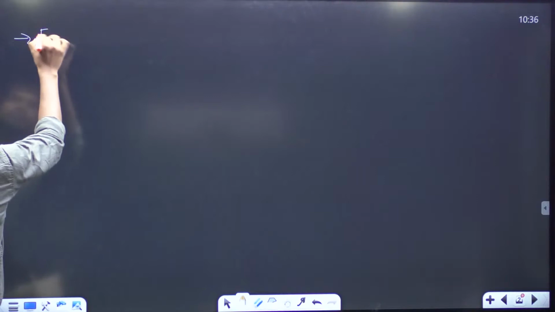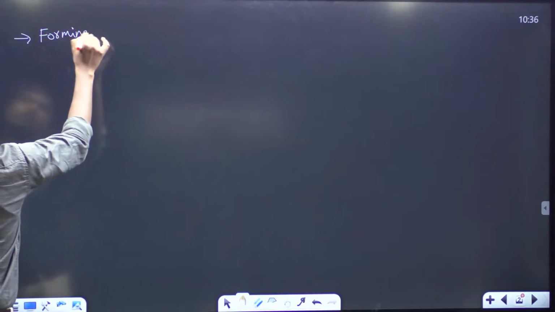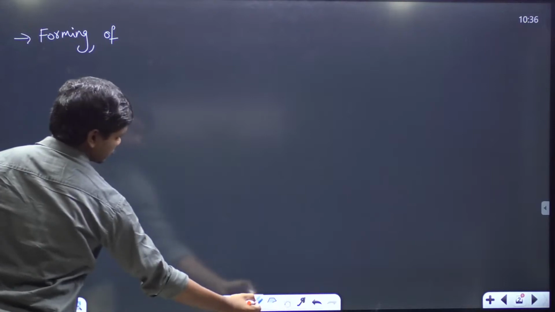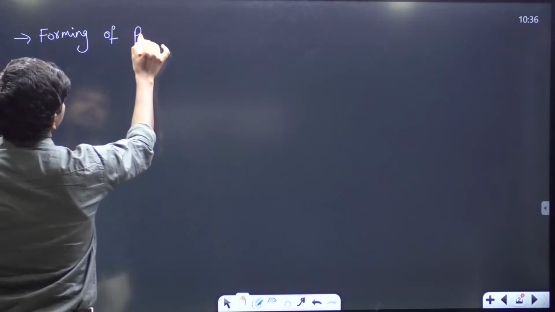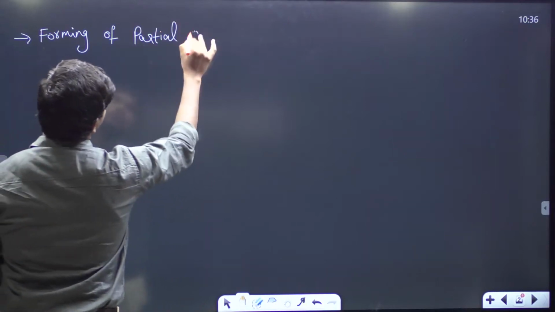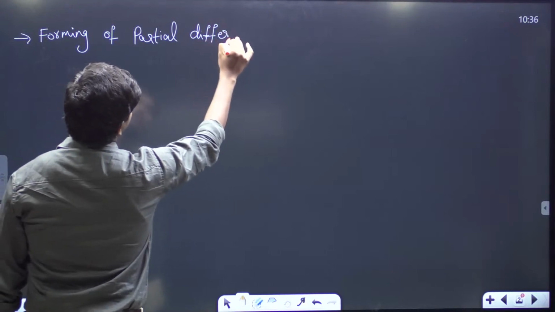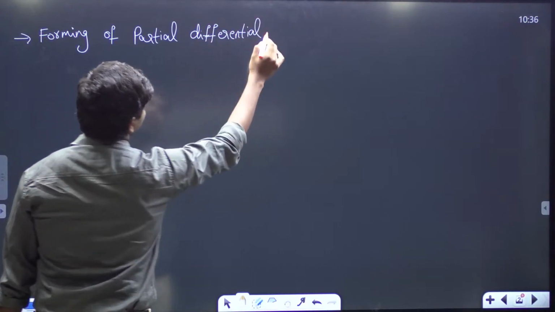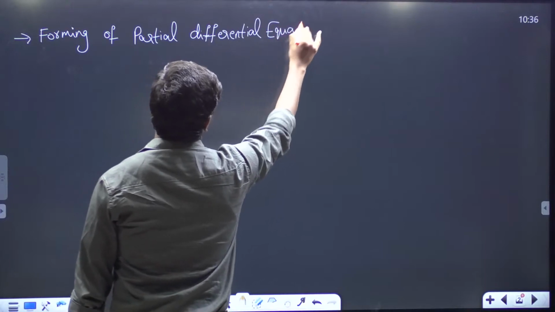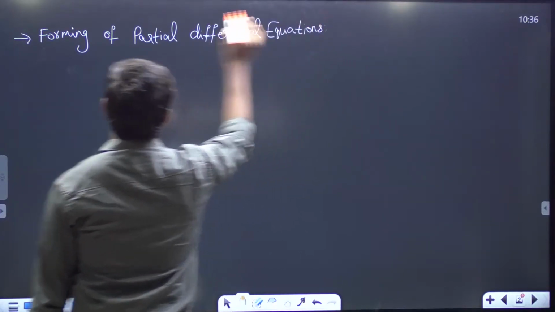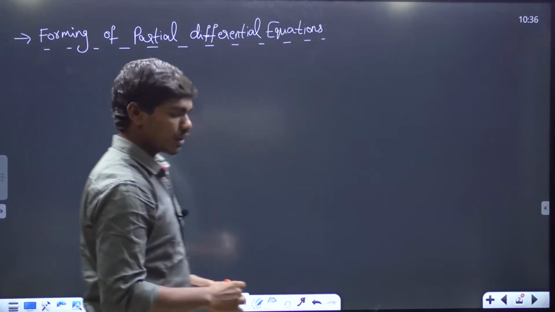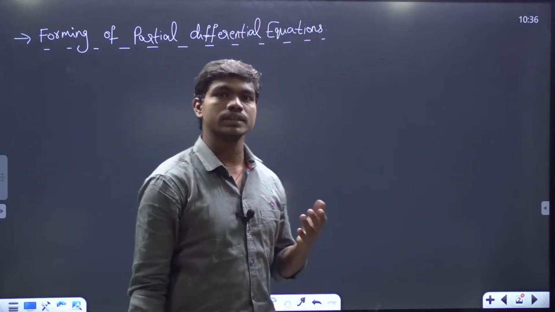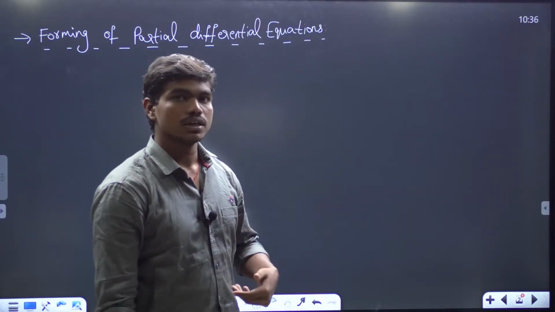So now basically we'll straight away go for forming of the partial differential equations. Okay, so we'll go first to the topic of forming of partial differential equations. So when forming ordinary differential equations, I told you that the number of times you need to differentiate, means the order of differentiation, is equal to the number of arbitrary constants in the given solution, correct?